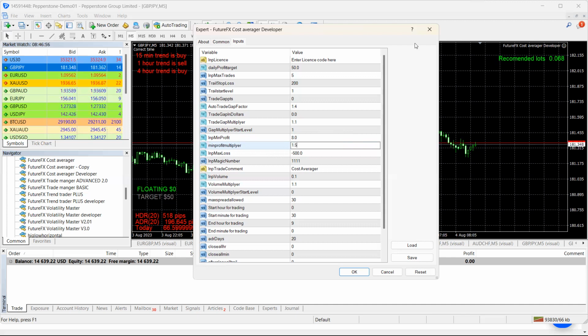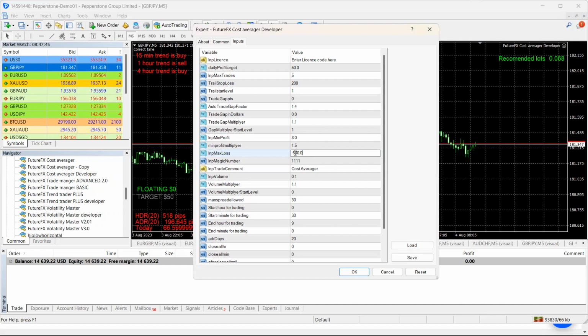The input maximum loss. Nobody wants to take a loss, but we do have to have a setting to minimize the loss in case something goes the wrong way on us. Now, unlike a lot of cost averaging softwares that require 20 or even 30 or more % equity protection, on this software, somewhere between 3 and 5% is quite adequate.